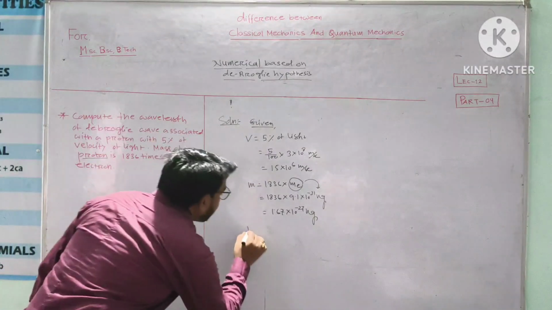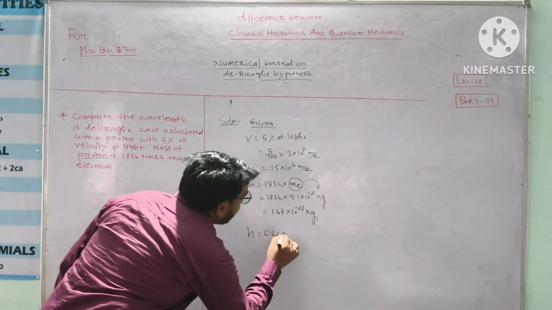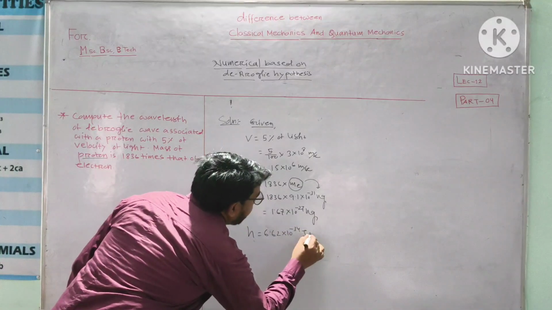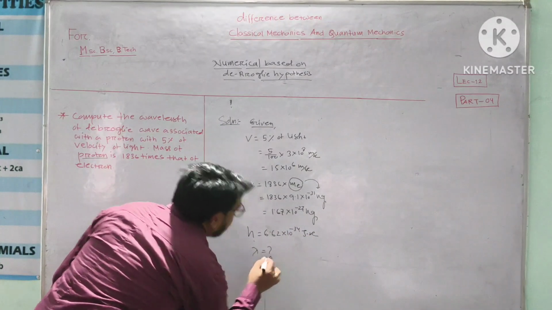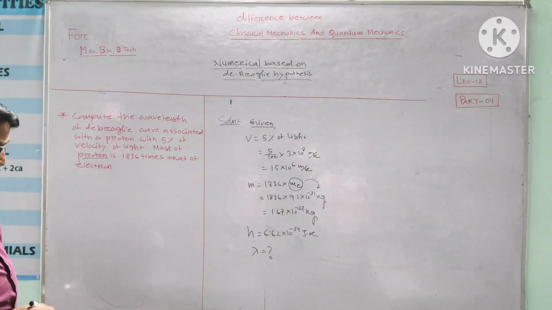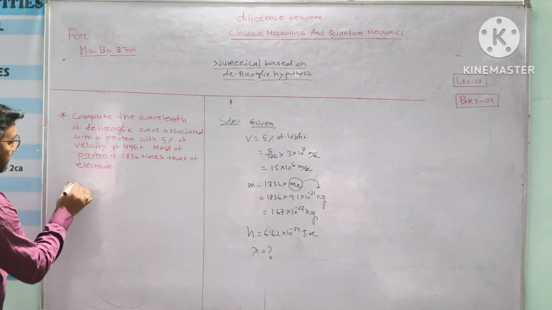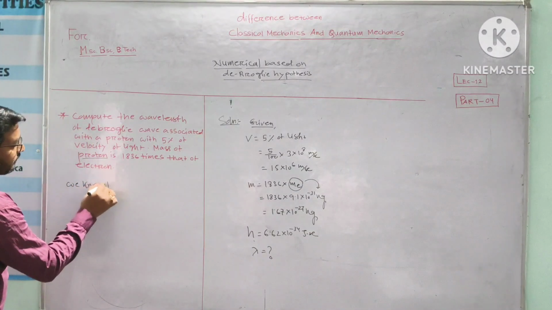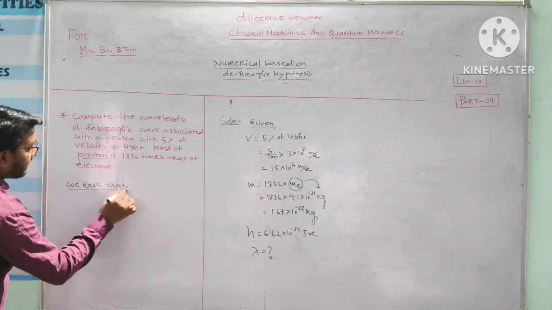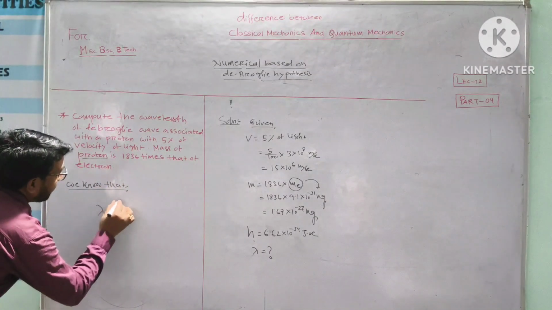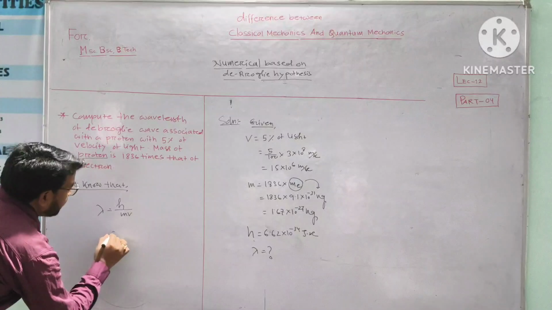And h is the Planck constant. h equals 6.62 into 10 to the power minus 34 joule second. And lambda equals what? We need to find out lambda. So we know that by using the de Broglie wave equation, lambda equals h by mv.